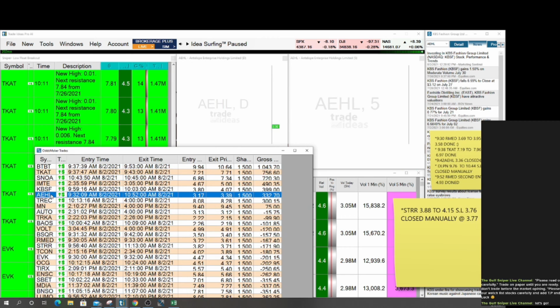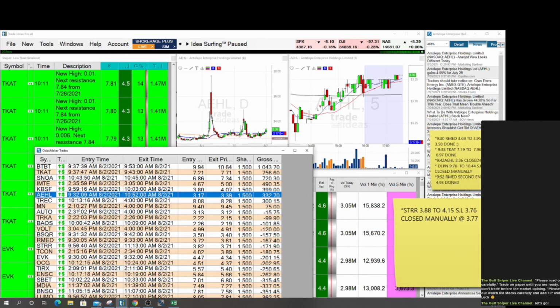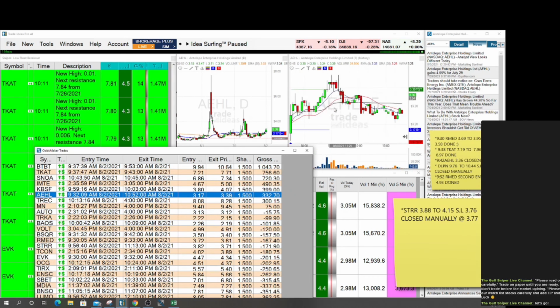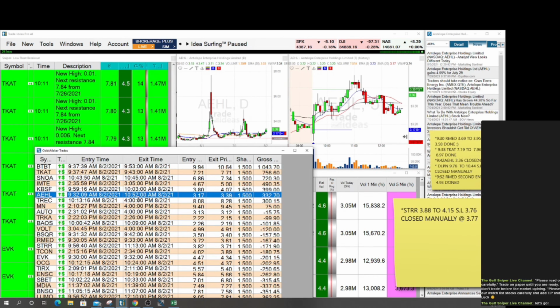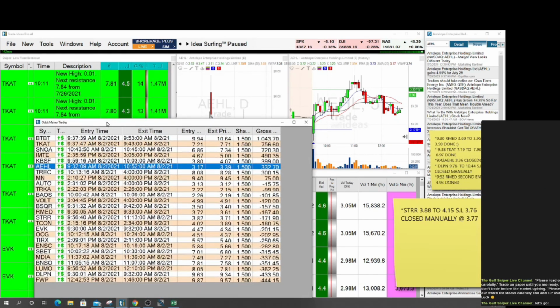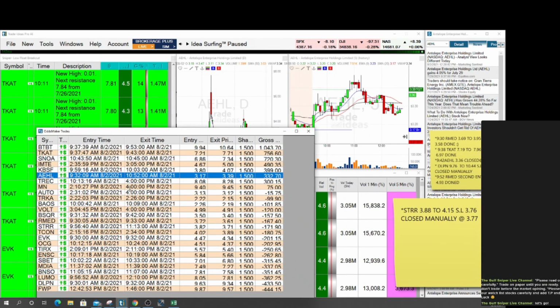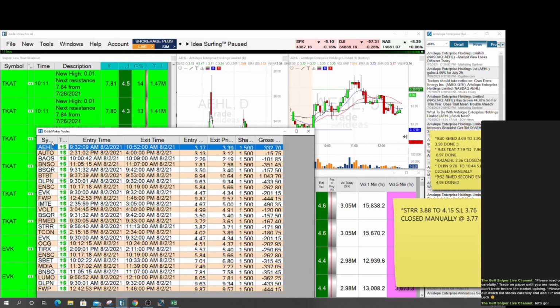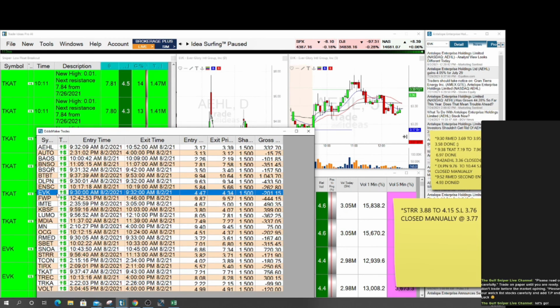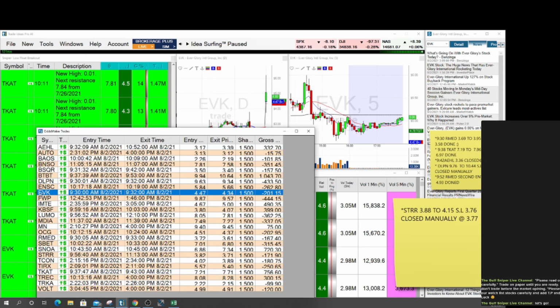AEHL, just to quickly talk about it, was one of the opportunities. We lost in it, but it was a winning one, and it took 20 minutes to make the 7%. I wonder where's EVK. Yeah, EVK is a losing one here, surprisingly, although it made more than 150%. So that depends on the entry.